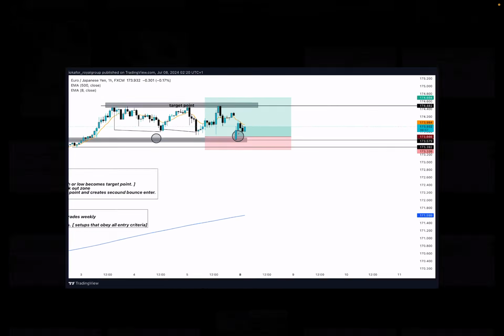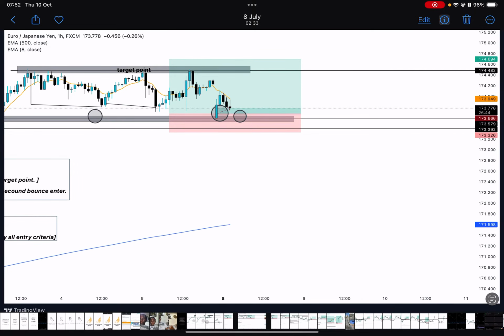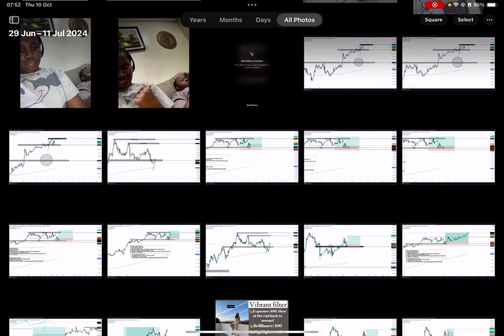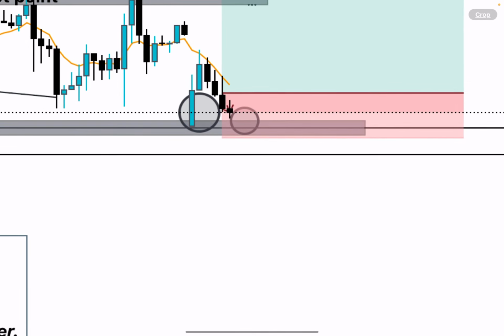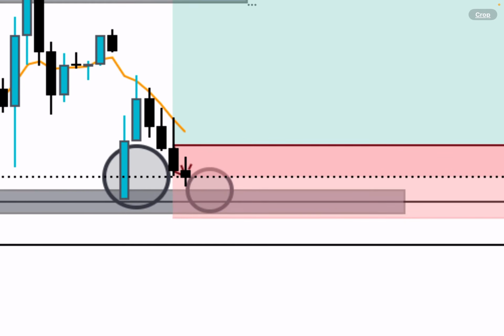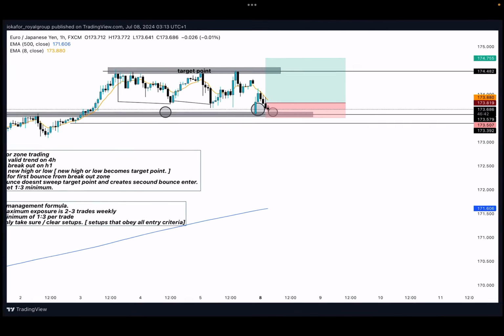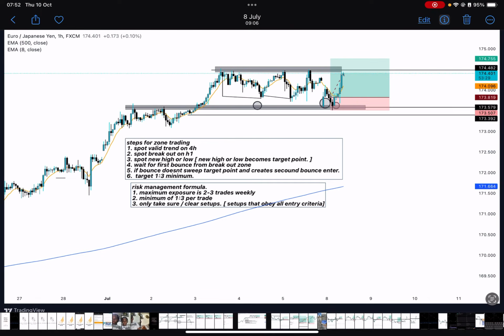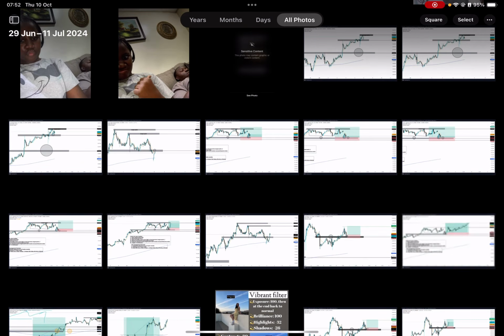Then we just had to wait for price to create our second bounce. At this point, where was it? So this was the point where price made the second bounce and I gave the call. You can see where we put our buy stop entry, and this is what we have. Price pulled all the way up, pulled back a little, and ultimately completed our take profit.